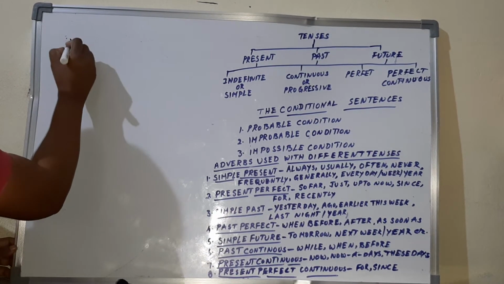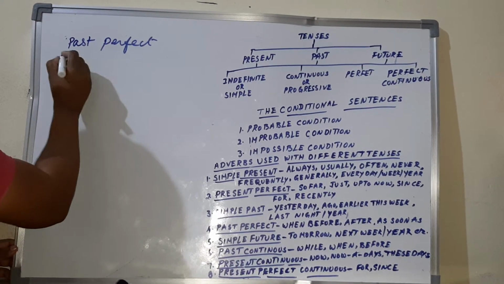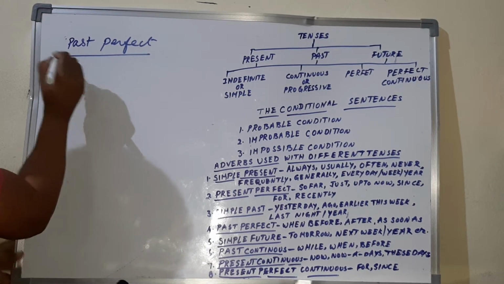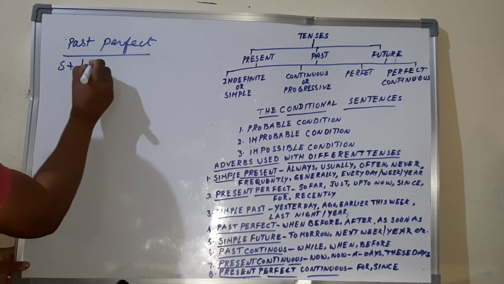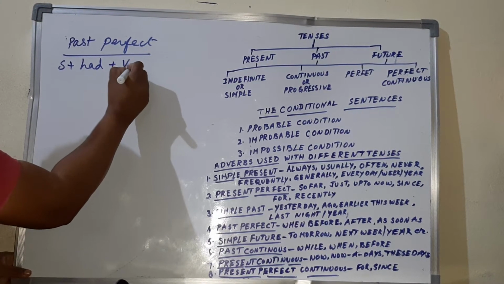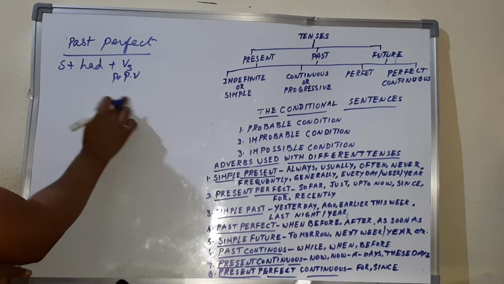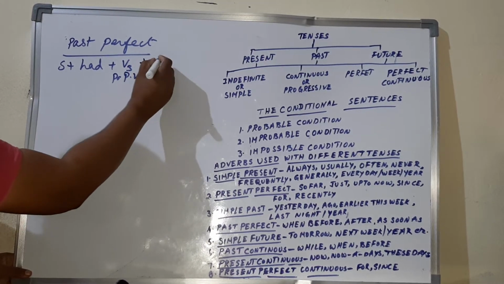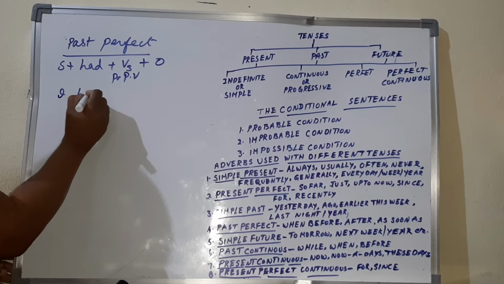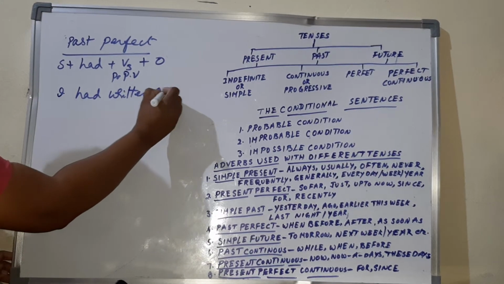Next, past perfect. The structure is subject, had, plus V3 form, that is the past participle form of the verb, and object. Here I had written a book.